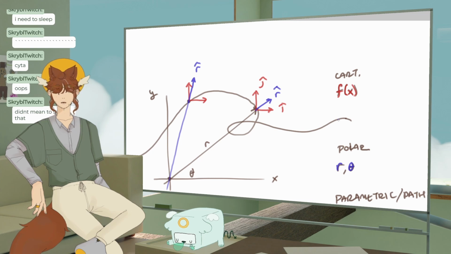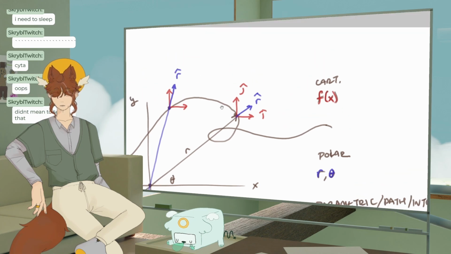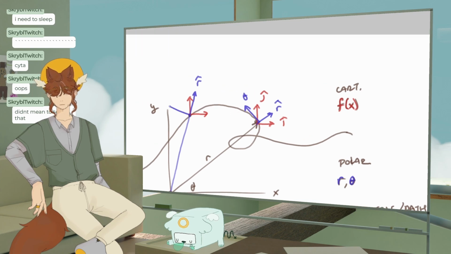So we define one of our unit vectors as a tangent to the curve. Oh, I didn't draw the theta. What am I doing? We have theta too. Wait, go back. Okay, so theta is going to be perpendicular to r. You see how it's not always pointed along the curve, but it's just 90 degrees to r.